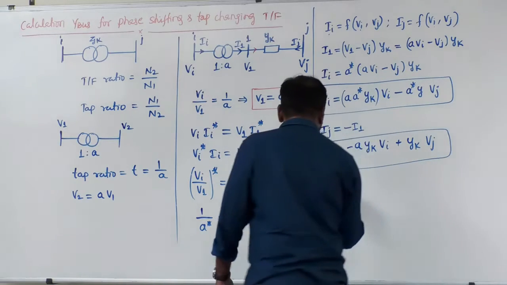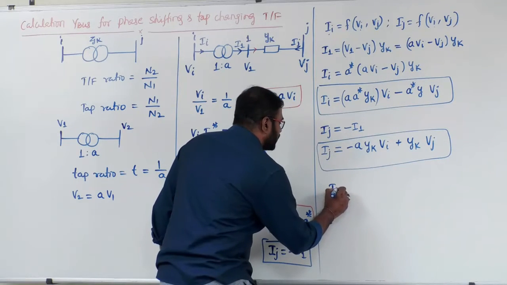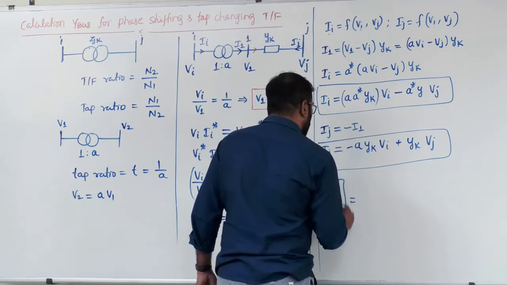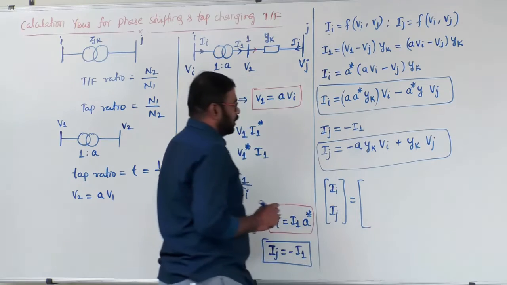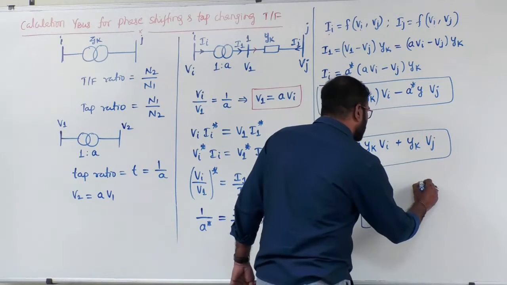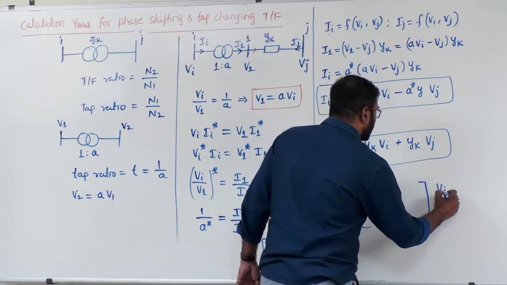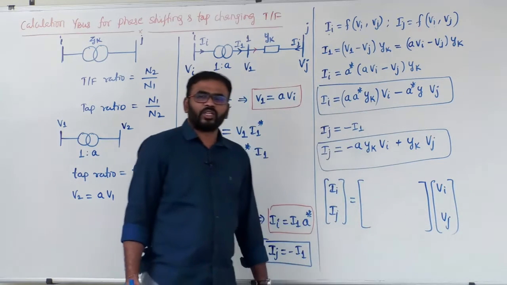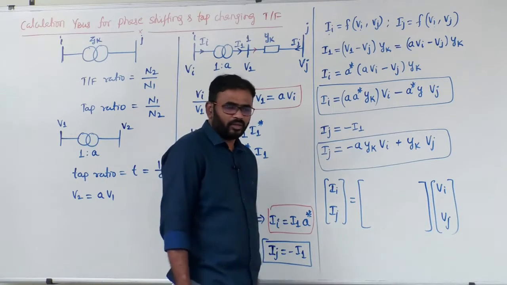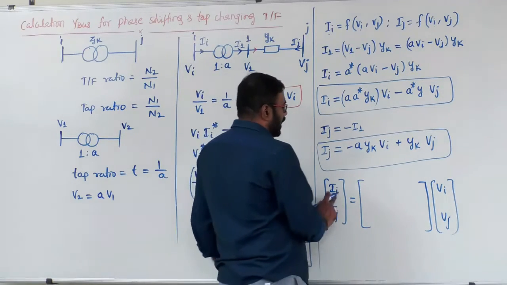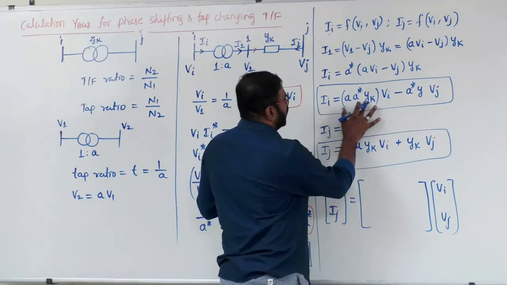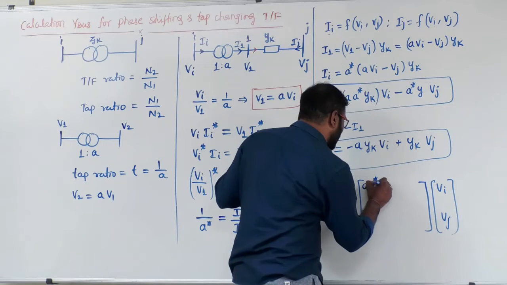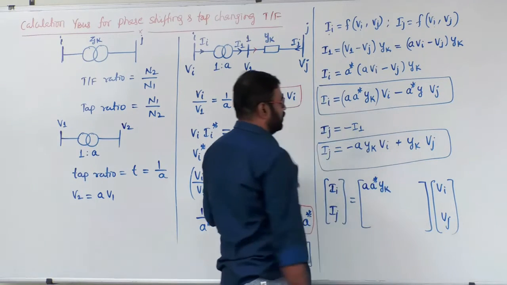Okay. Now, how to write in matrix form? Ii, Ij is equal to something multiplied with Vi, Vj. So it's a two-bus system. In between the two buses, there is a transformer. Okay. Now, have a look. Ii equal to A into A conjugate into Yk times Vi. So, A A conjugate times Yk.